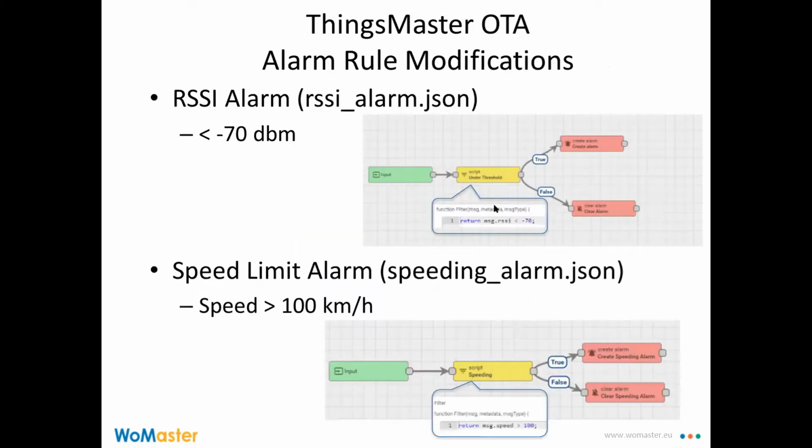This slide introduces how we change and also add the RSSI alarm through the alarm rule. This is the OTA alarm rule modification: how to change the speeding alarm by using the rule chain or the alarm rule, and also how to change the value for the RSSI alarm. This is how to modify it through the Node-RED-like flow-based programming. You can just change it without any coding.